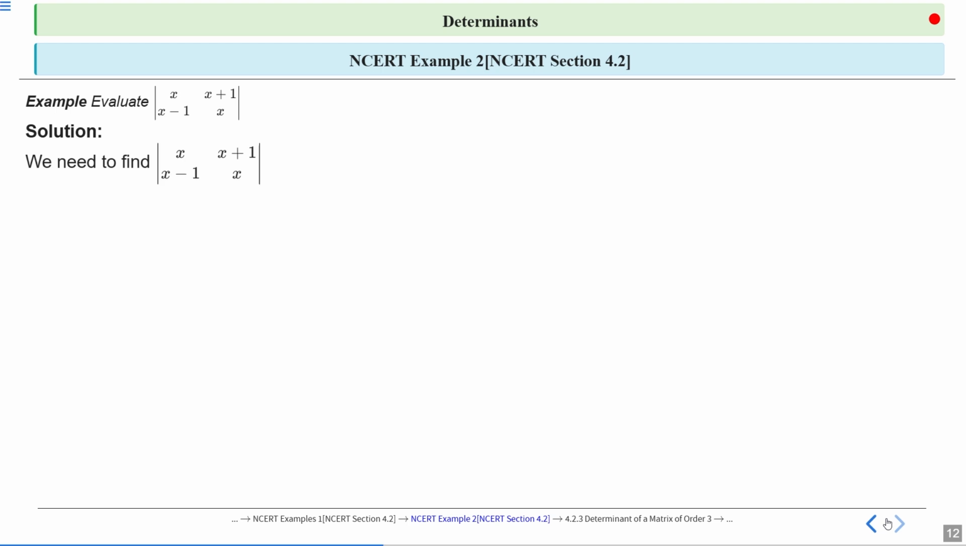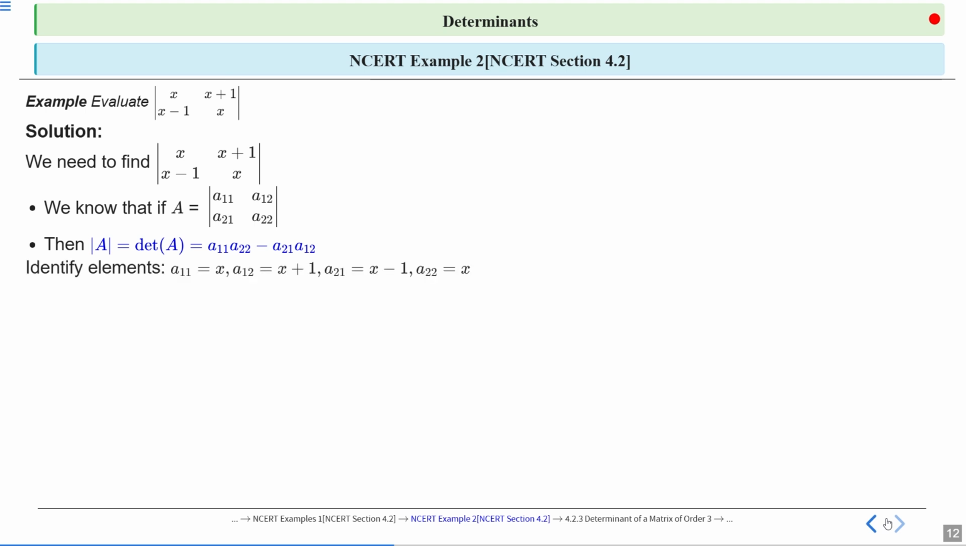So we need to find the determinant of x, x plus 1, x minus 1, x. We know that if A is equal to A11, A12, A21, A22, then the determinant of A is A11 into A22 minus A21 into A12. So on comparing, we get A11 is x, A12 is x plus 1, A21 is x minus 1, and A22 is x.